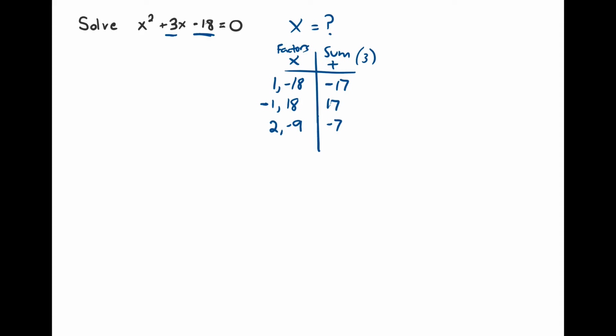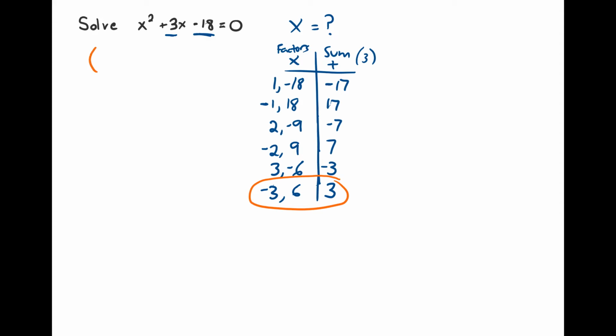Keep the 2 over here, negative 2 and positive 9. Well, that's a positive 7. I've got another one, though. 3 and negative 6. Well, that's negative 3 when I add them together. And then one other factor, negative 3 and positive 6. Add those and you get a positive 3. So it took us going through all the factors until the last one worked. Because negative 3 times 6 multiplies to negative 18, but adds to 3.